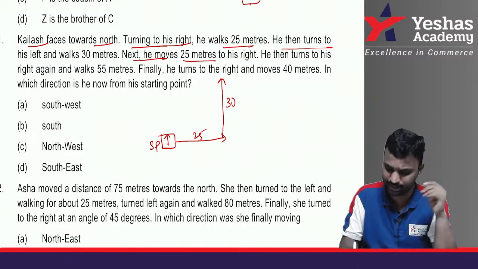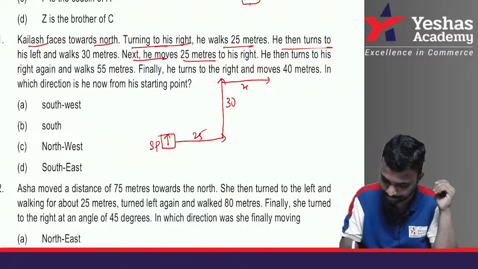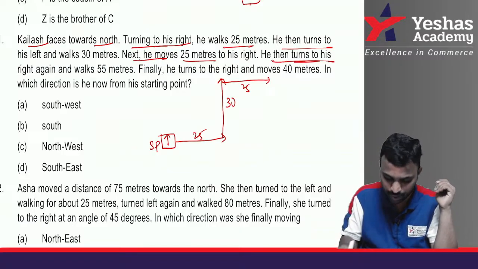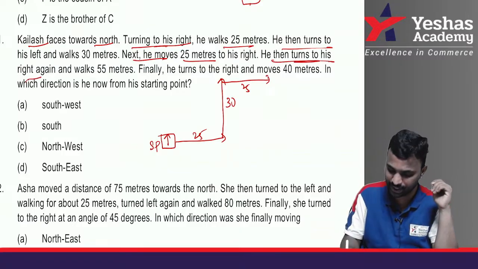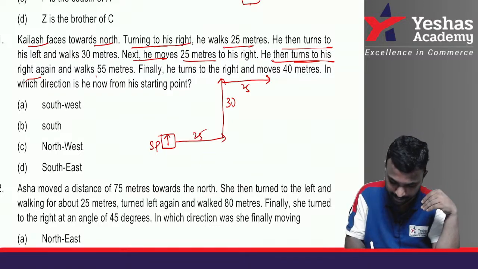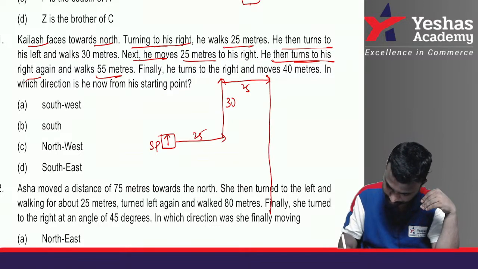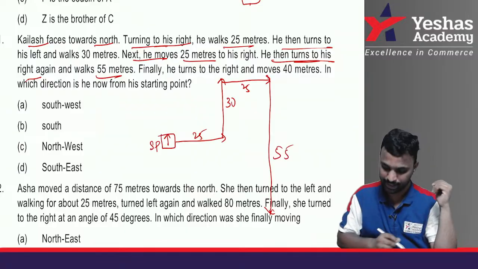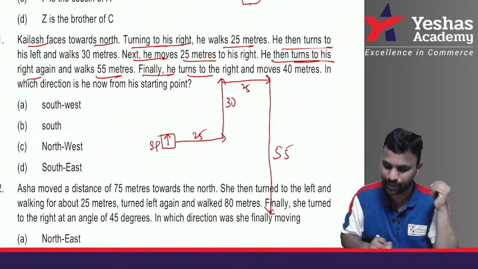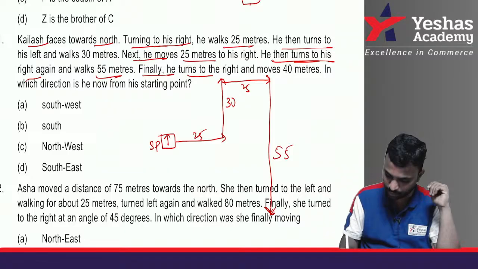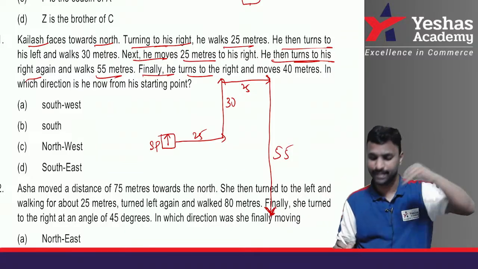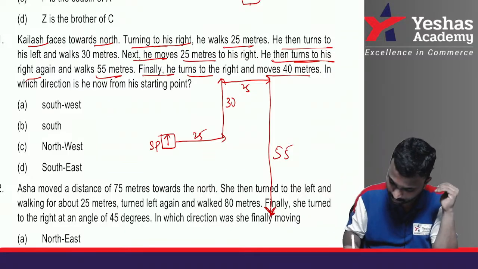Next, he moves 25 meters to his right. Going towards north, right is right only, so 25 meters right. He then turned to his right. Going towards east, right is downwards. How many meters? 55 meters. Let's say somewhere here. Then finally he turns to his right. Actually he's going towards south. Going towards south, right is our left. So how many meters? 40 meters.